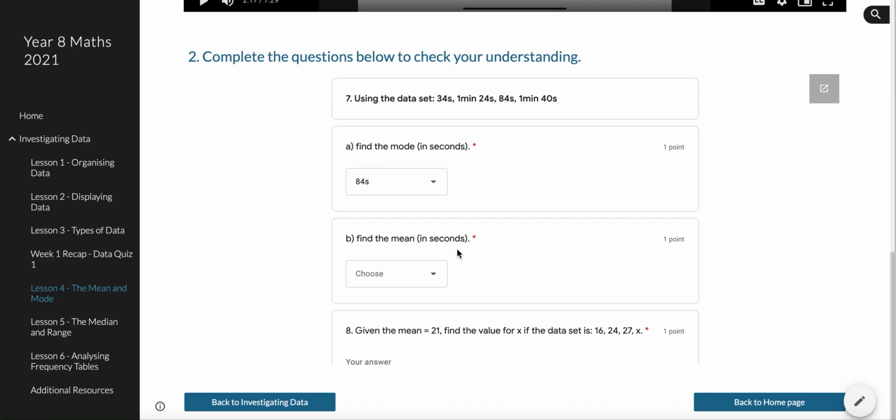And then the mean, we need to add them up, but remember, add them up in seconds. Don't worry about the minutes. 34 plus 84 plus 84 plus 100 is 302 seconds. And then we need to divide by the number of scores. So we've got 4 scores here. Because remember, this is 1 score and this is 1 score. So we've only got 4 scores. So 302 divided by 4 is 75.5, but 75.5 is there, that's fine.